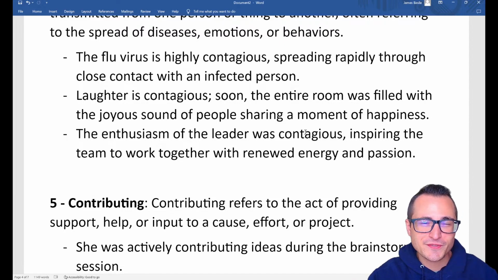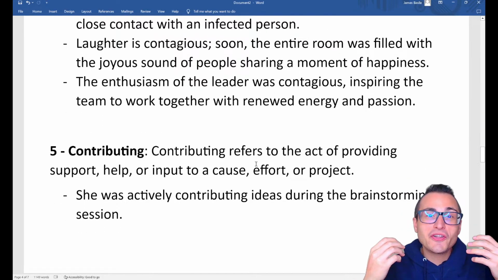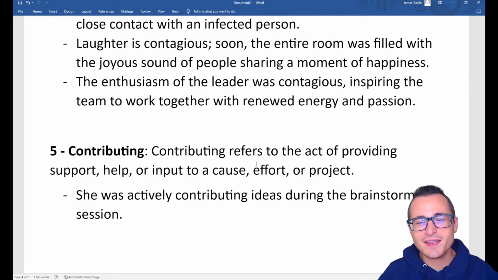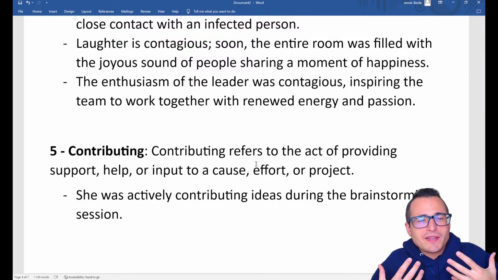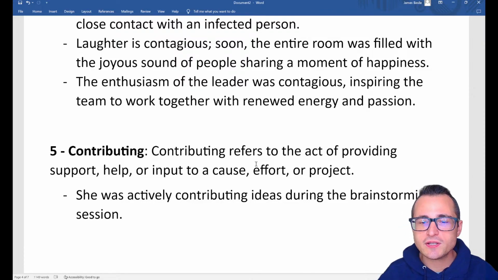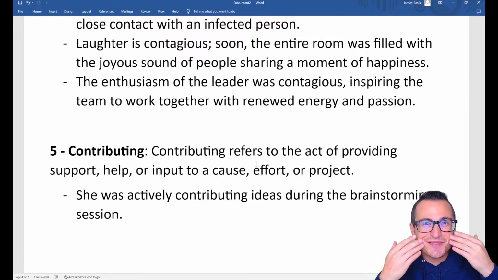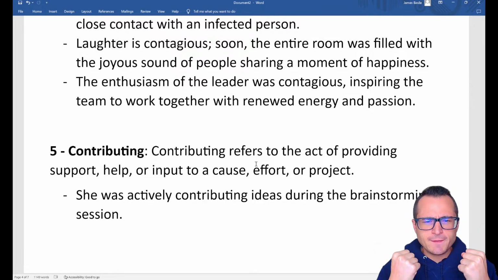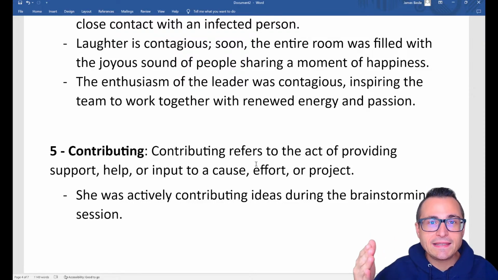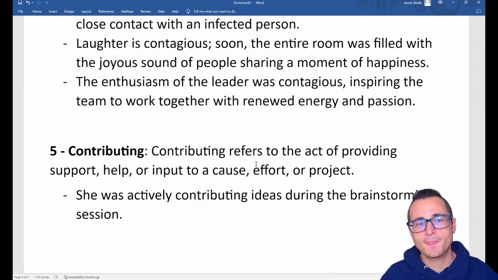Okay, third example sentence with contagious. The enthusiasm of the leader was contagious, inspiring the team to work together with renewed energy and passion. So what is contagious in this situation? The enthusiasm, the energy of the leader of the team, right?